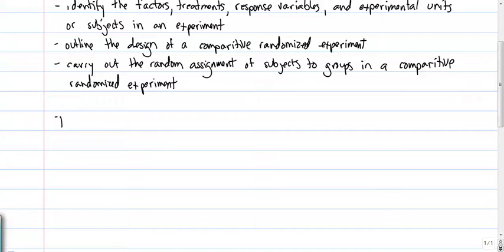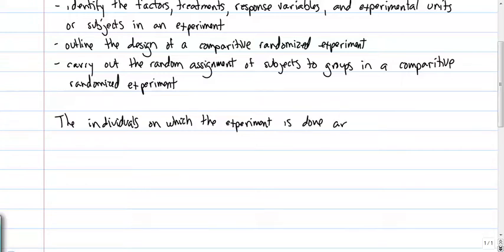First, we're going to say that the individuals on which the experiment is done, those are called the experimental units. The experimental units. When those units are human beings, they are called subjects.